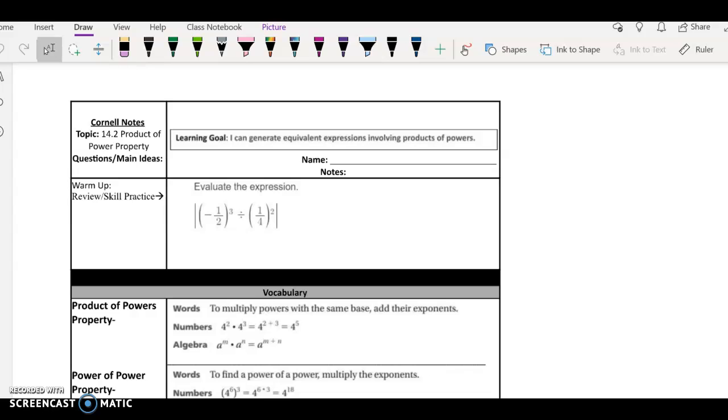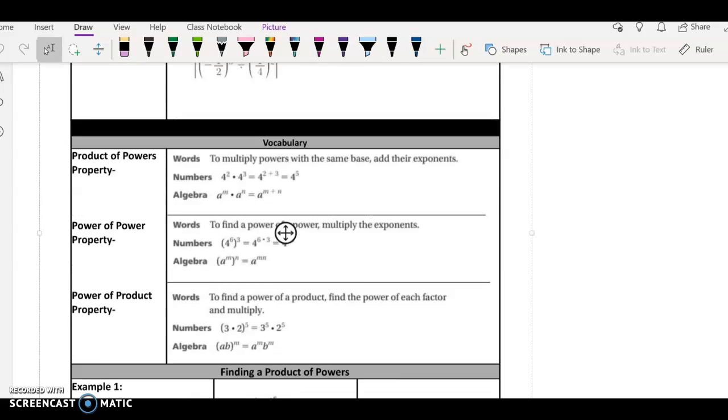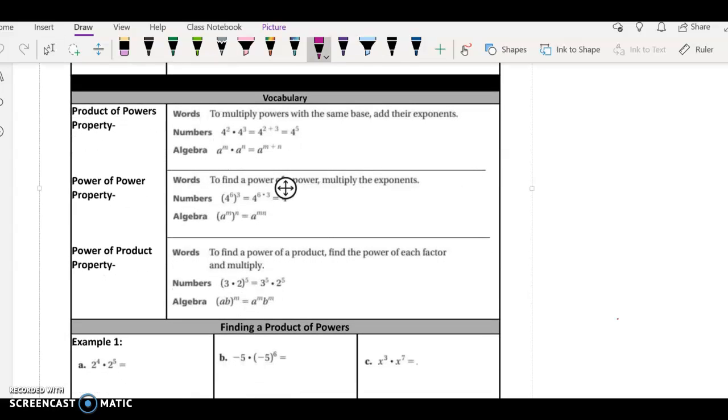Okay, so 14.2 is product of power property. So the learning goal: I can generate equivalent expressions involving product of powers. So some vocab. We have 3. So we have product of powers property, we have power of power property, and we have power of product property. Say that 10 times fast.